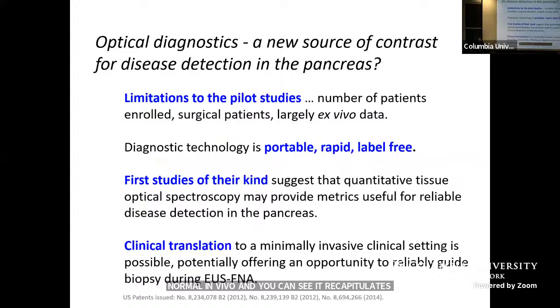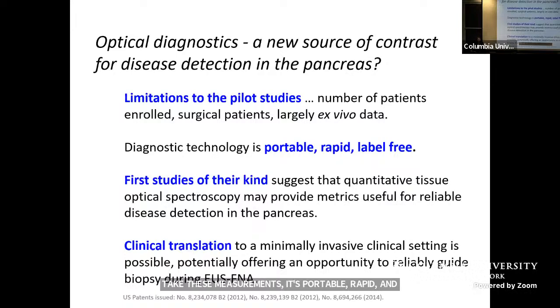Okay, so just to summarize this section, I just want to emphasize this was a pilot study on a few patients. These were surgical patients and largely ex vivo data. But the diagnostic technology did work. It's possible to take these measurements. It's portable, rapid. It's entirely label-free. Potentially, it's compatible with endoscopy.